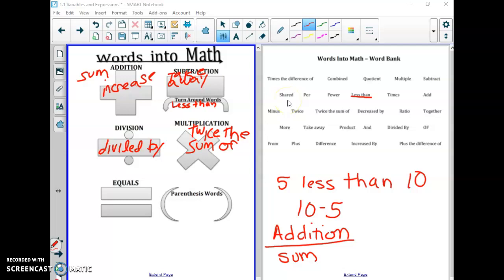Shared. That's a really good one, Julia, but it's actually not going to be for equals. But shared is a hard one. Can anybody think of what category shared would go into? It's hard when it's not in context. So let's think about, like, if I have 20 cookies shared with 5 friends, how many cookies does each person get? What would that kind of problem be?